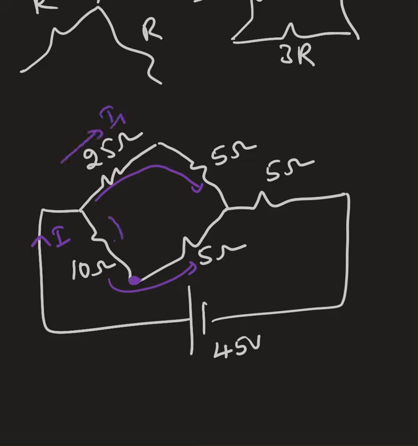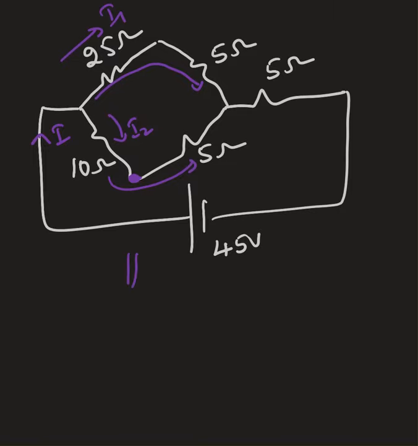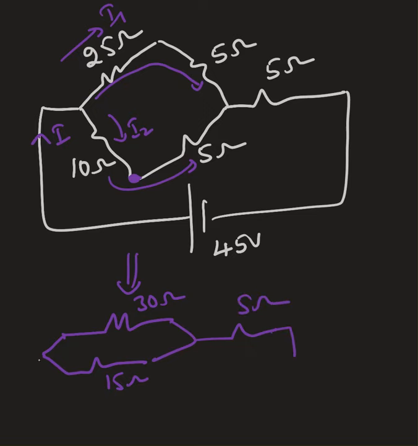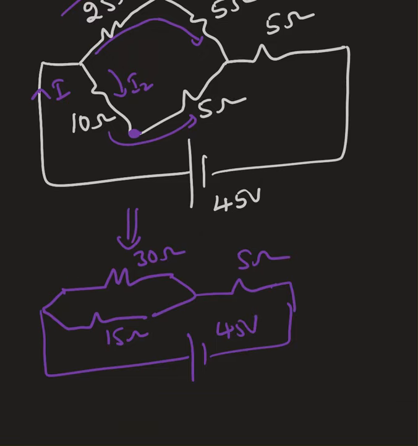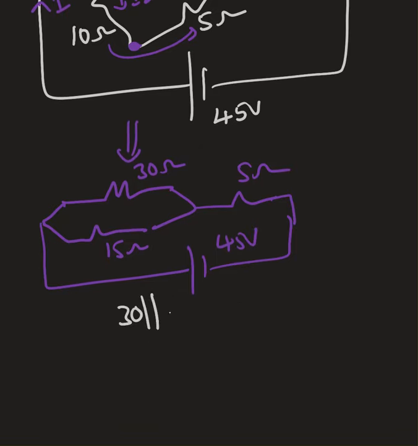Let me say that's I1 and I2. The same I2 is passing through 10 and 5. Okay, so this circuit I can simply write down as 25 plus 5, that is 30 ohm, and here is 15 ohm, and this combination is in series with 5, so this is what we're going to have, 45 volt. Now 30 parallel with 15, for sure that value must be 10 ohms. Okay, 450 over 45, which is 10 ohm.